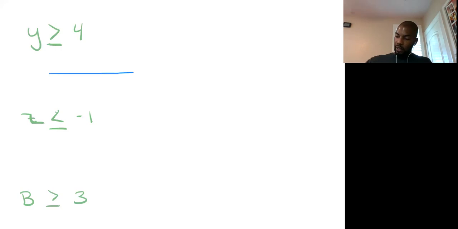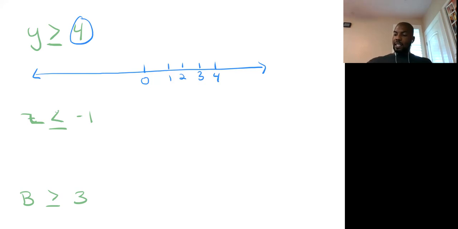I start with the number line. I put a 0 down. I go over 4: 1, 2, 3, 4. I label. Then I say, what's my reference point? It's 4. Is it equal to the number? Yes. How do I know that? It has a little line on the bottom. So I'm going to draw a closed circle on my reference point.